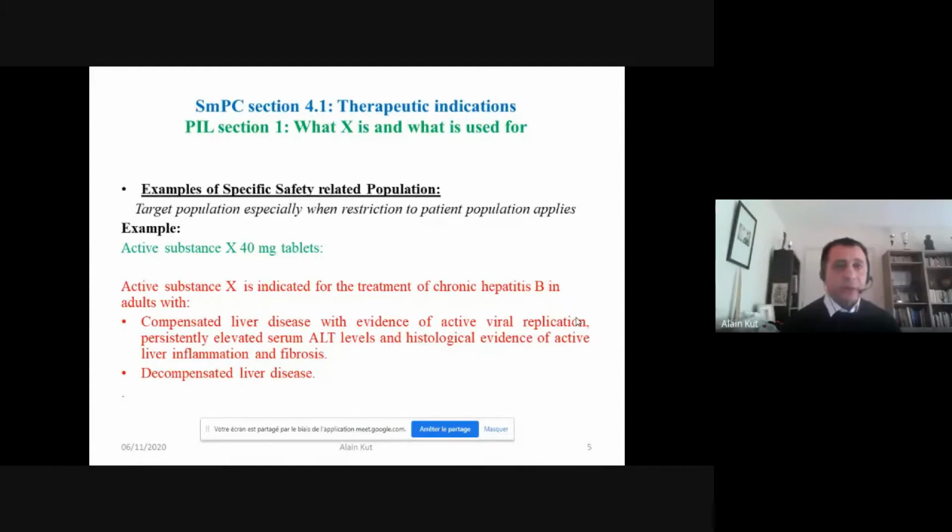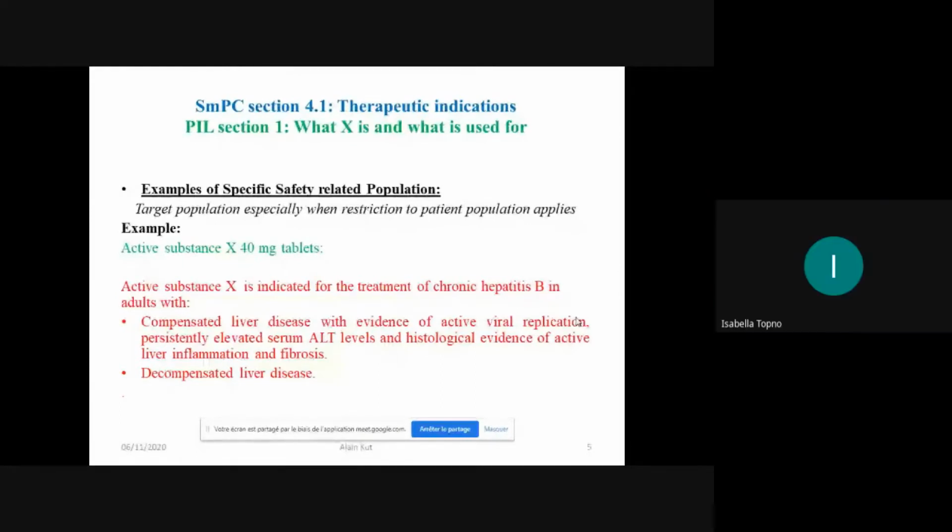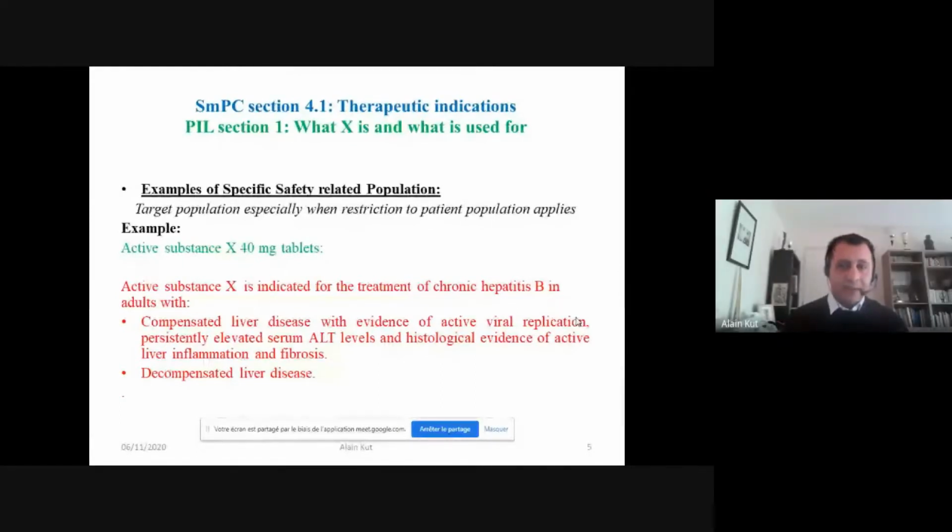This example for an active substance is indicated for the treatment of chronic hepatitis B in adults with compensated liver disease with evidence of active viral replication, persistently elevated alanine transferase levels and histological evidence of active inflammation or fibrosis, or decompensated liver disease. Then we have a restriction of application.